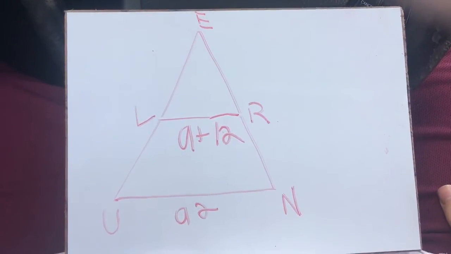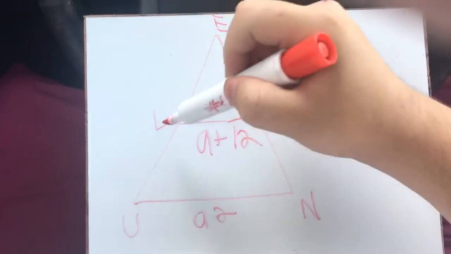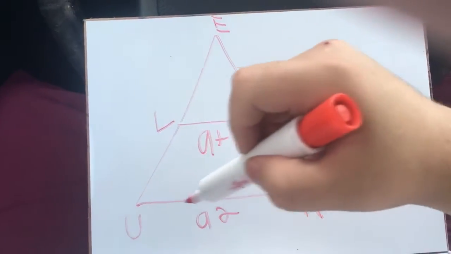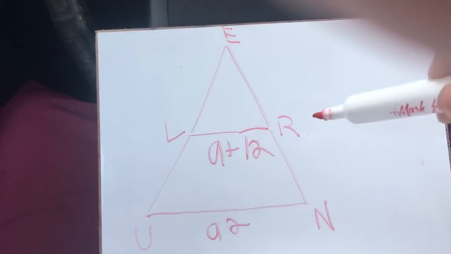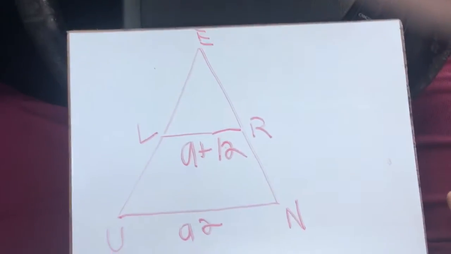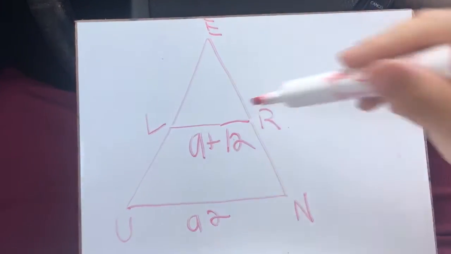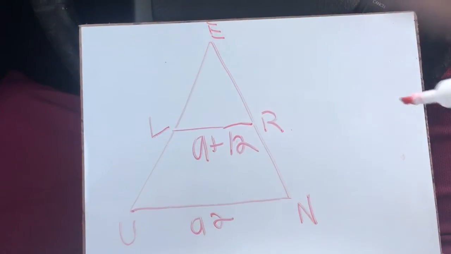Okay, we have triangle U learn. This length is equal to a plus 12, and this length is equal to a squared. L is the midpoint of UE, and R is the midpoint of EN. Now pause the video and try to solve what's the length of this a plus 12.